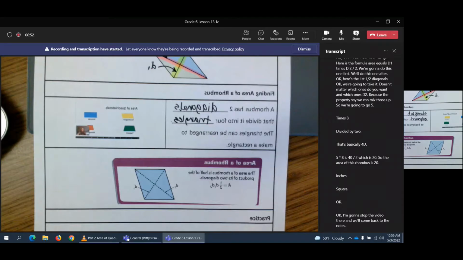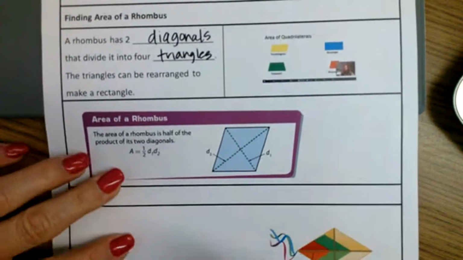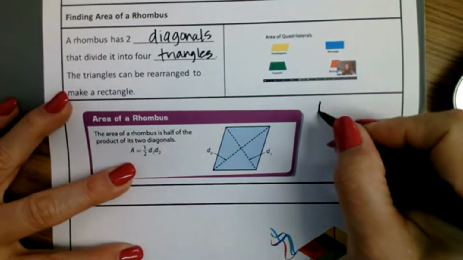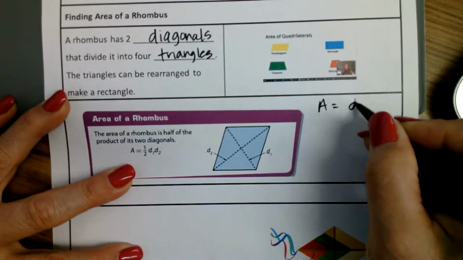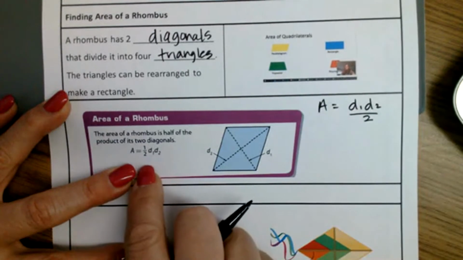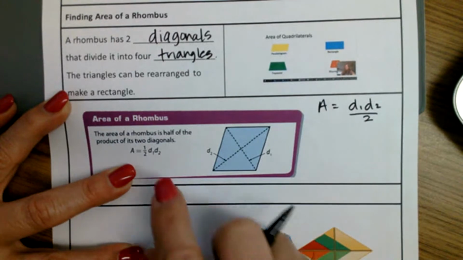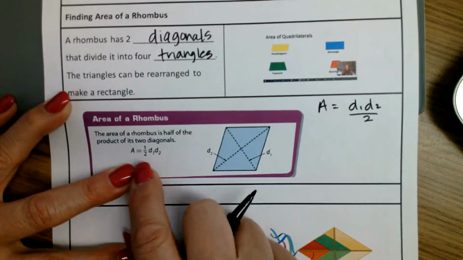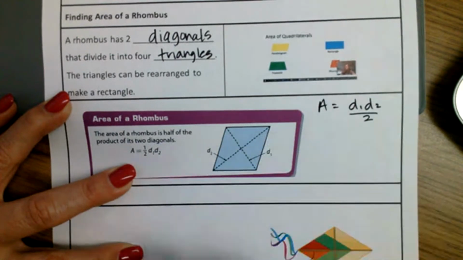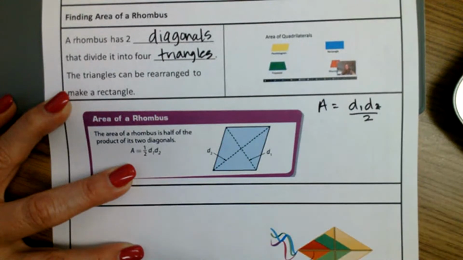Okay, I'm going to stop the video there and we'll come back to the notes. And we are going to finish by writing down the formula. You can see that this says 1/2 D1 times D2. That is the same thing as area equals D1 times D2 divided by 2. Multiplying by 1/2 is the same as dividing by 2. Okay, it's the same thing. When you multiply something by 1/2, you're doing the same thing as dividing by 2. So those two formulas are the same. D1 times D2 divided by 2 gives you the area of a rhombus.